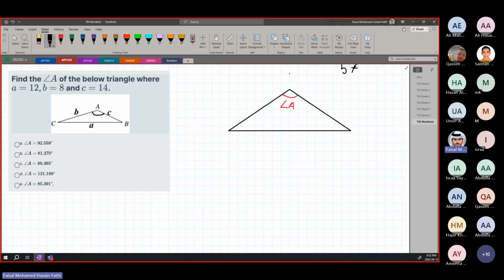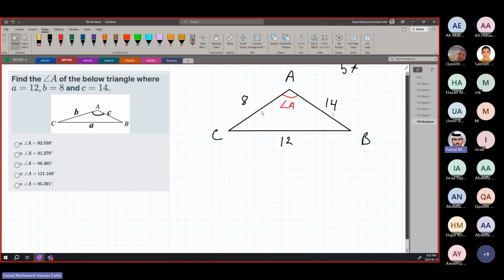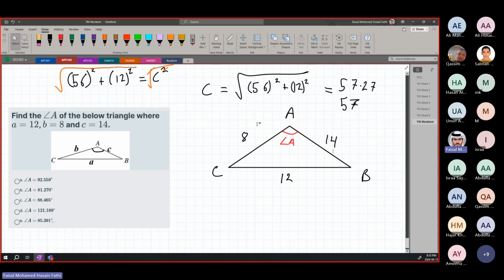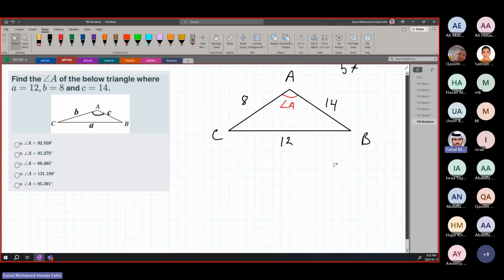Okay, so this is A, B, C. Oh, sorry, A, B is the other side. This is C. And they gave us that this is A, small b, small c, and they gave us the values. Small a is 12, small b is 8, and small c is 14. Remember, when you have three sides, you can find the angle using cosine rule.